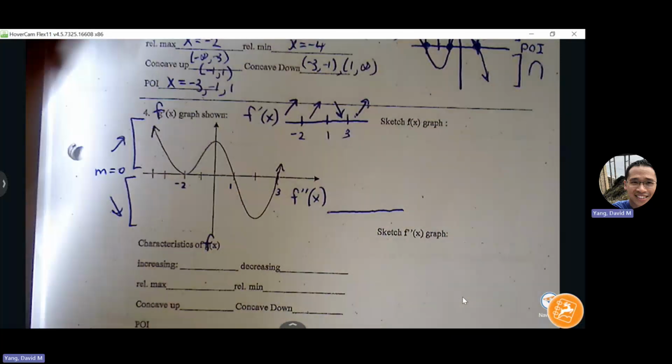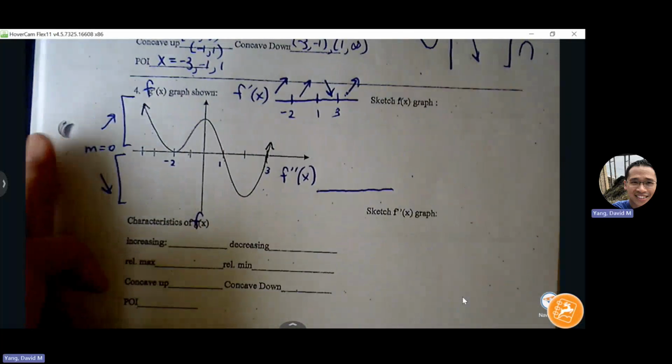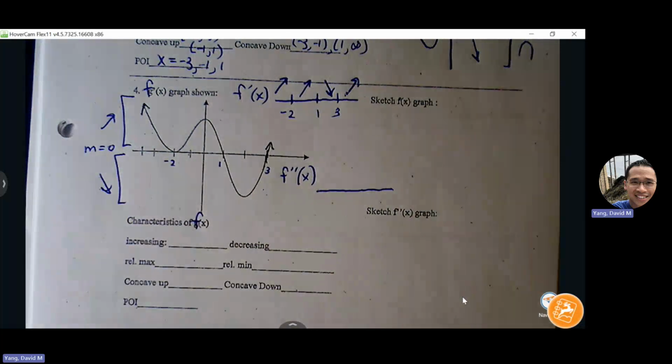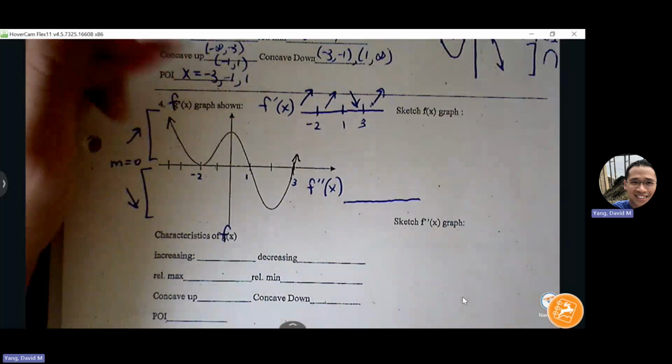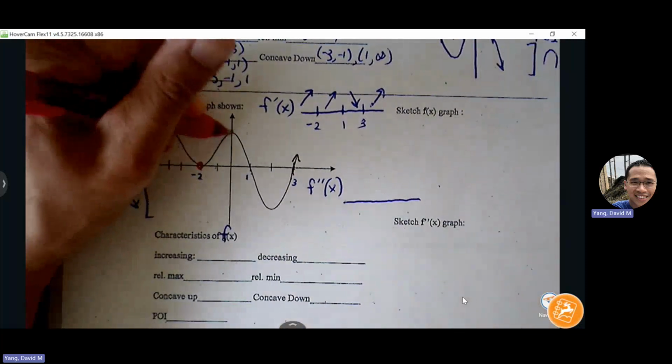Okay, good. Let's create our f double prime sign line. We're going to gather information about points of inflection and then concavity. So where are the points of inflection going to live if we're looking at the f prime graph? -2, good. 0, and positive 2. Good. Peaks and valleys.